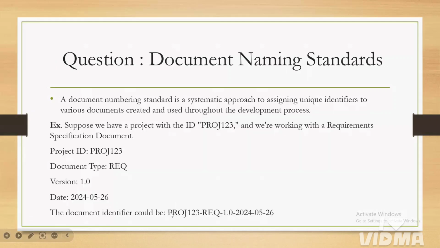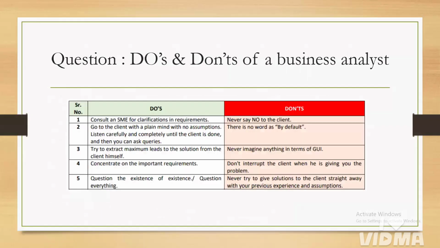So here you can see this, right? Project ID, the document type, the version, and the date when it is prepared. Okay. So in this way you can use this document naming standard. And the next one is do's and don'ts of a business analyst.